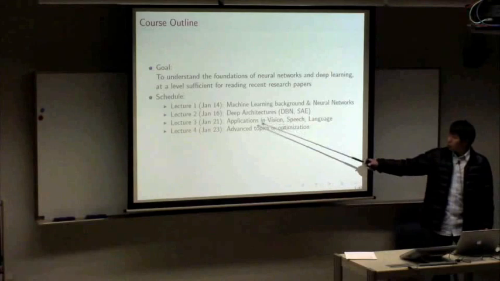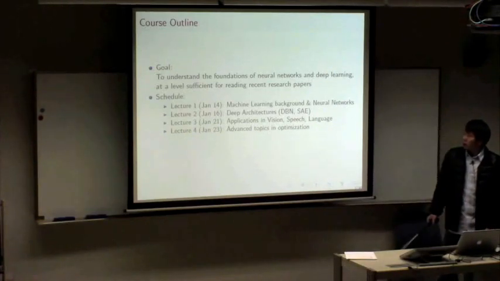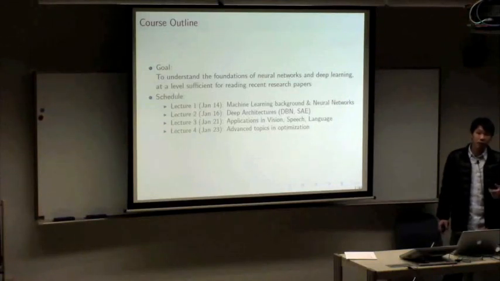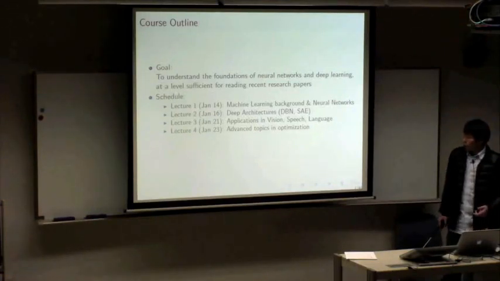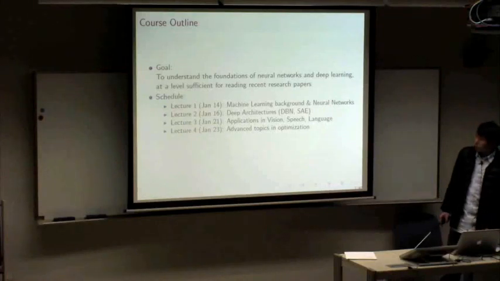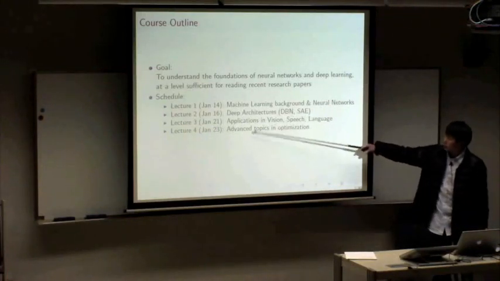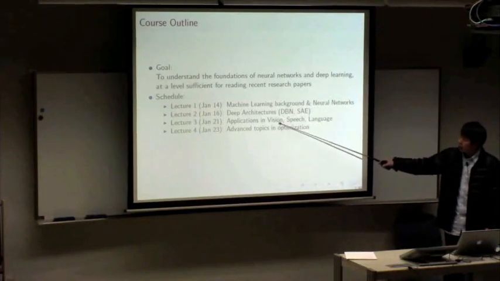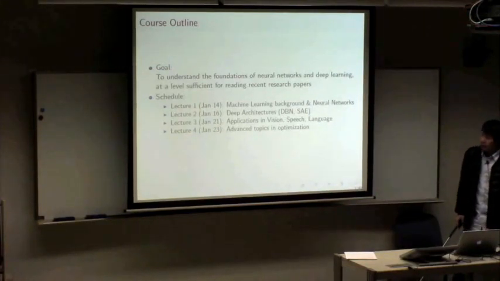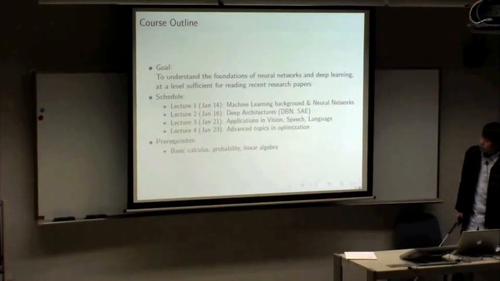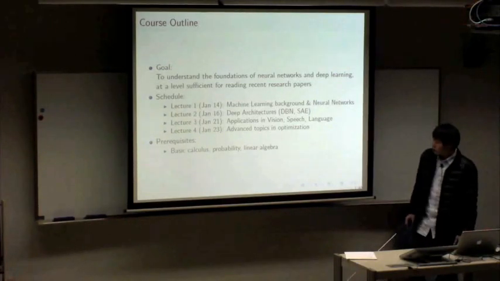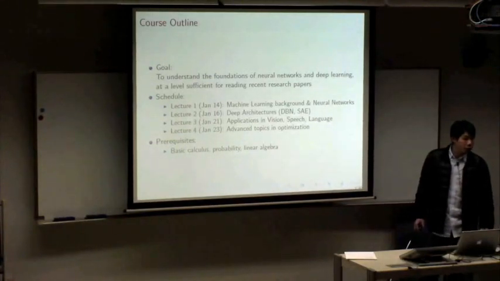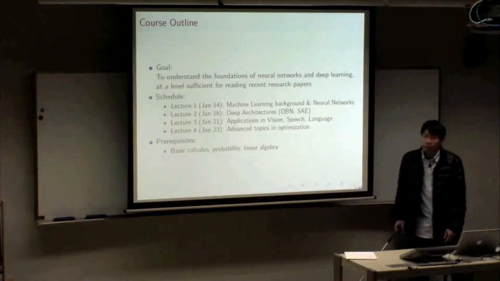And finally, we'll talk about some advanced topics on how to optimize these deep architectures. So for example, things like how to scale it to big data sets or how to do hyperparameter optimization. So here's the rough schedule we're gonna follow: basically, background, deep applications, and advanced topics. And the main prerequisites for this course are basic calculus, probability, and linear algebra. So if you know these, you should be fine.